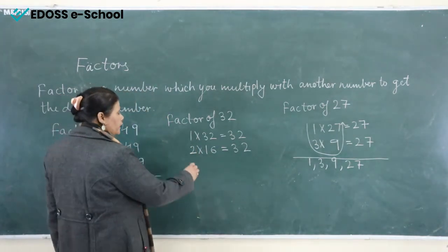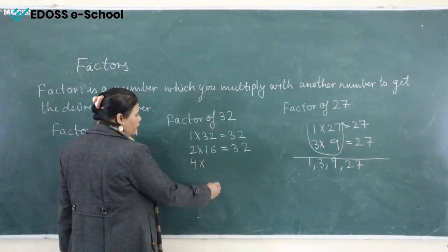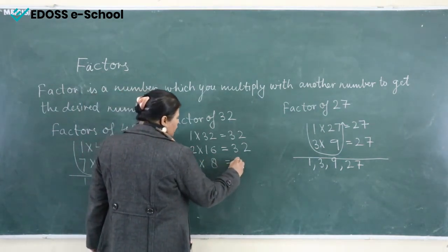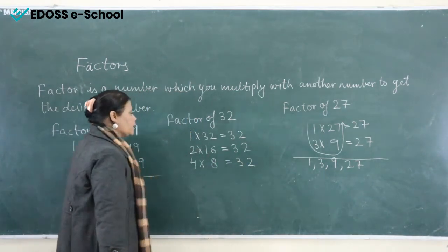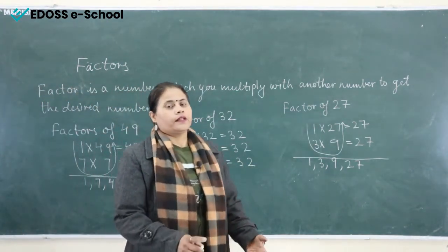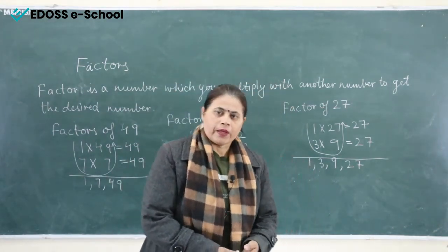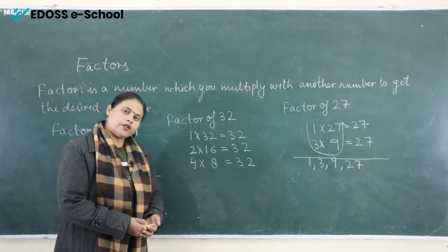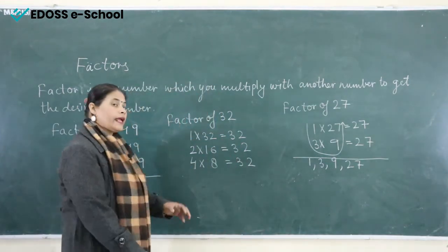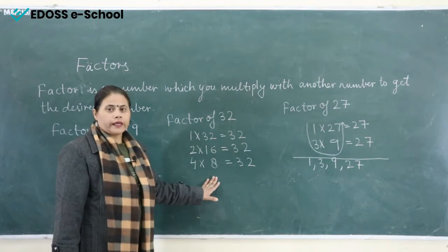Then come to the 4. Yes, in the table of 4, 32 will come, when 4 eights are 32. So in the table of 4, 32 will come at 8. After that, 5. In the table of 5, 32 will not come. In the table of 6, again 32 will not come. In the table of 7, 32 will not come. In the table of 8, 32 will come, but 8 is already here, right?